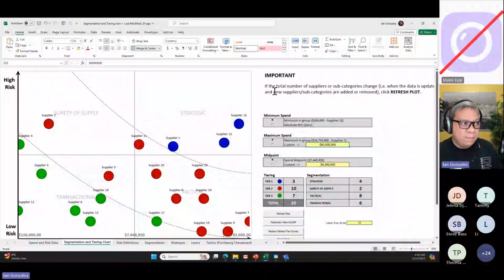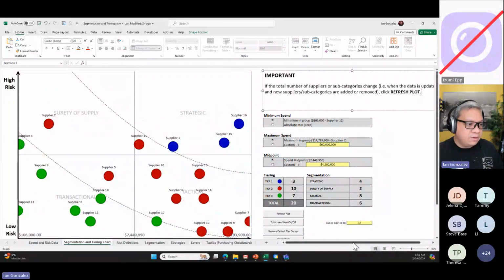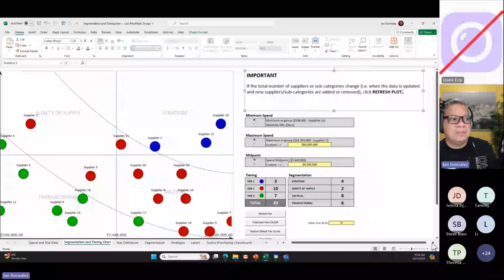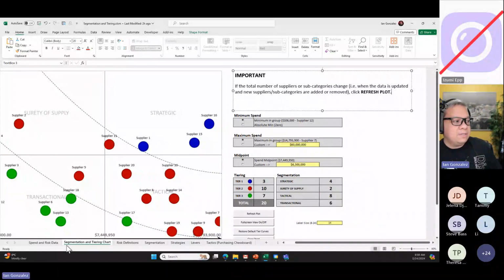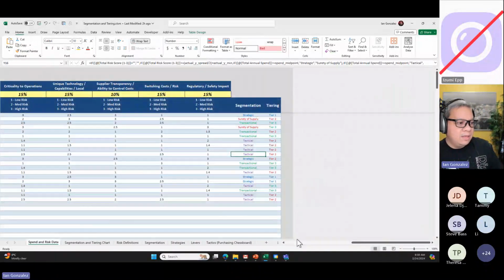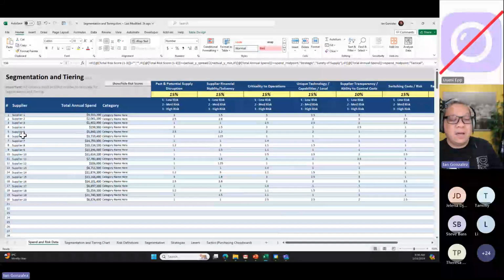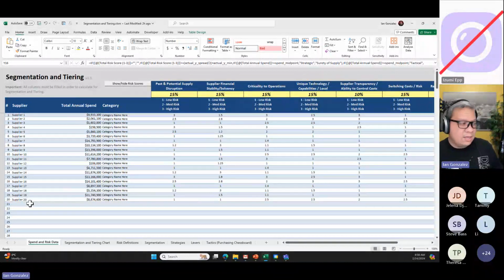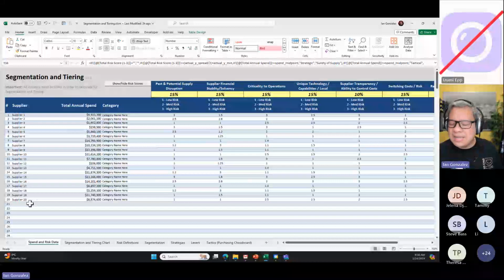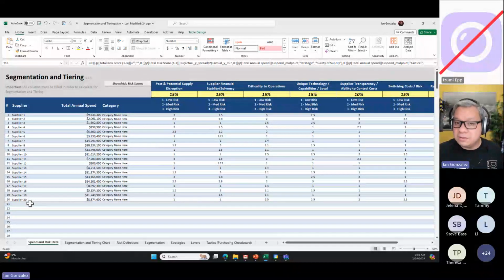So number 1, let's read the important stuff here. If the total number of suppliers or subcategories, okay, I wrote that because some people don't want to segment their suppliers. They want to segment their subcategories. That's okay too. I have reservations against that. So when you do that, you will have a result saying some subcategories are not as important as others. And that could send the wrong message. I think all subcategories are important.